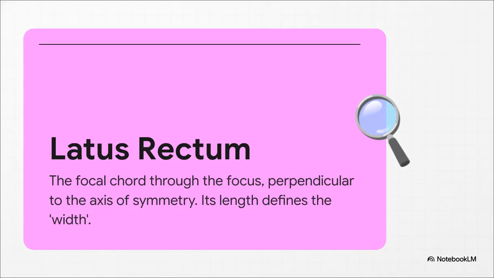Now for a fancier term, the latus rectum. It sounds way more complex than it is. It's just a line segment that passes through the focus, is parallel to the directrix, and touches the parabola on both ends. It's a Latin term that means straight side, and it gives us a really precise way to measure the parabola's width right at its most important point.